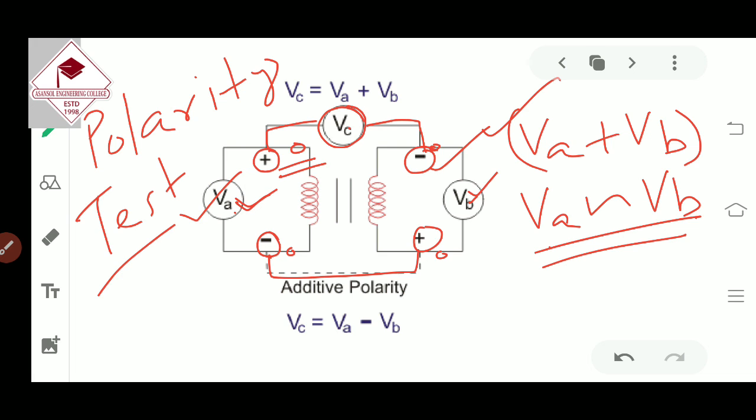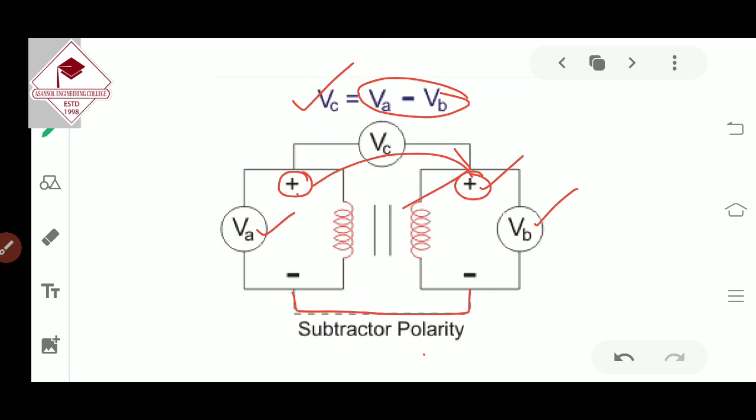Fine. So based on the result of this voltmeter reading Vc, we can say the polarity, right? So if this is additive, then if this is positive polarity, this must be negative polarity, as we have already seen in case of a battery. When different polarities are connected, the result is always additive.